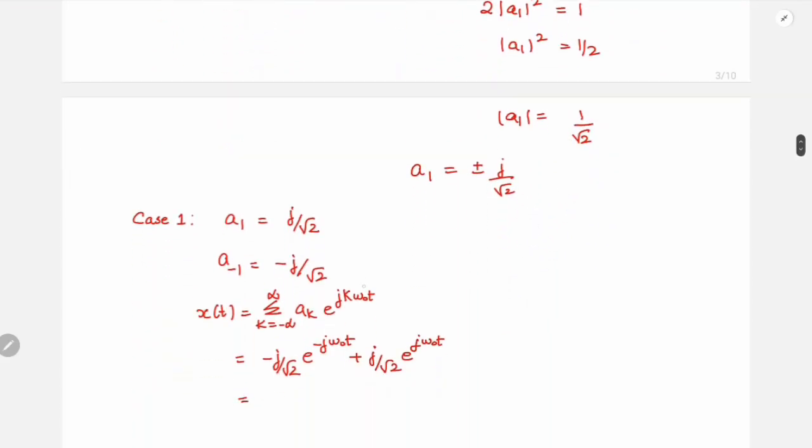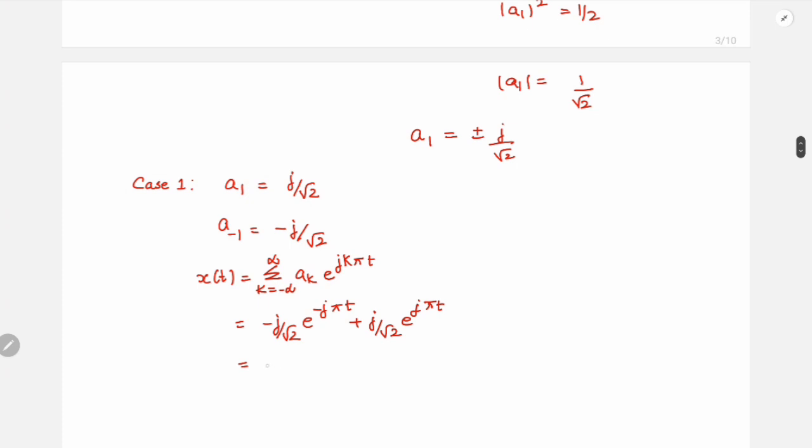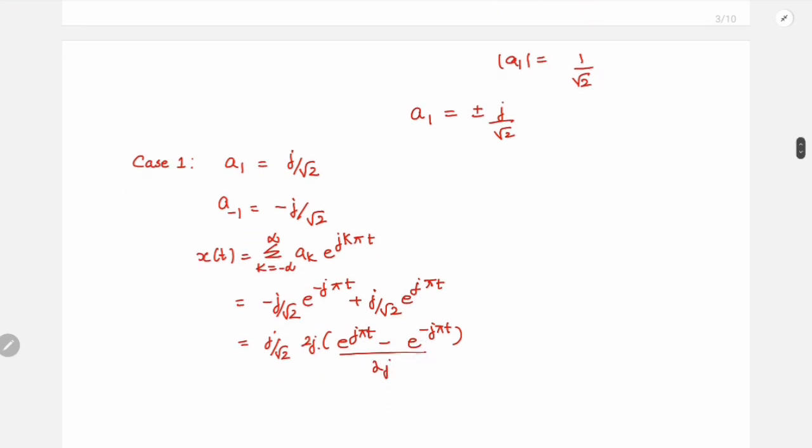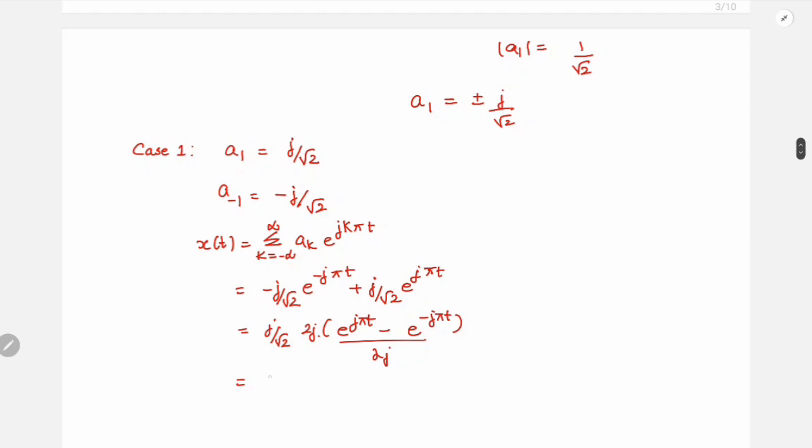So we can replace here as pi and pi. Here we can actually take j by root 2 outside, and we have e power j pi t minus e power minus j pi t, and if we divide and multiply by 2j, this will give a sine term. So this will give minus root 2 sine pi t.